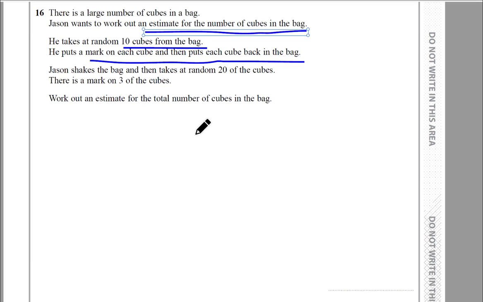So let's express that algebraically. We know there's a number of cubes in the bag. So with that, it just says 10 out of n, right? N is the total number. He's got to mark 10 out of n.